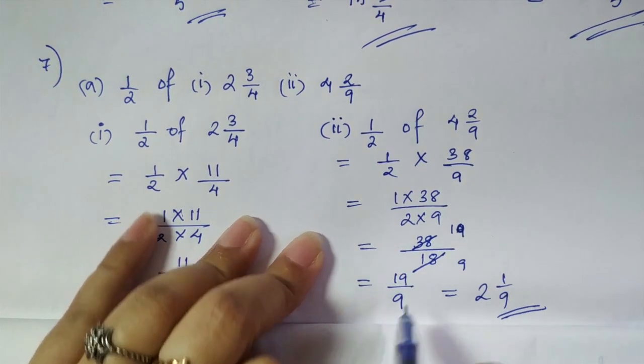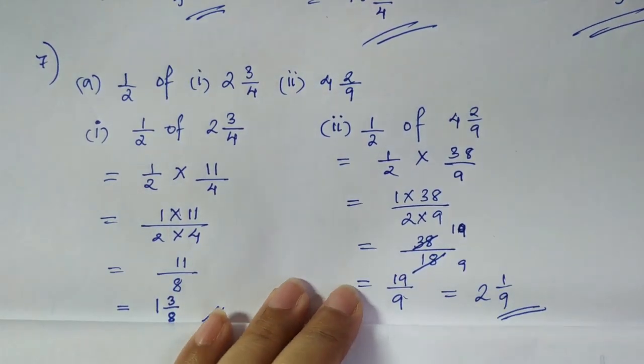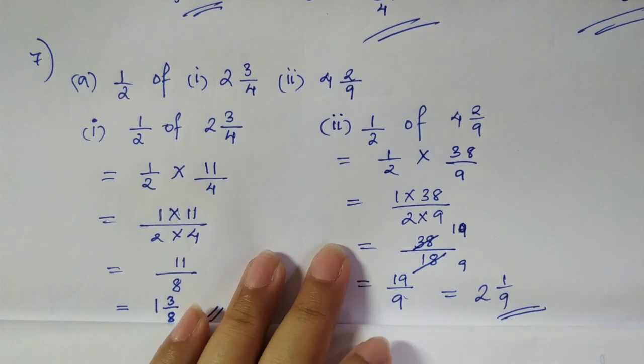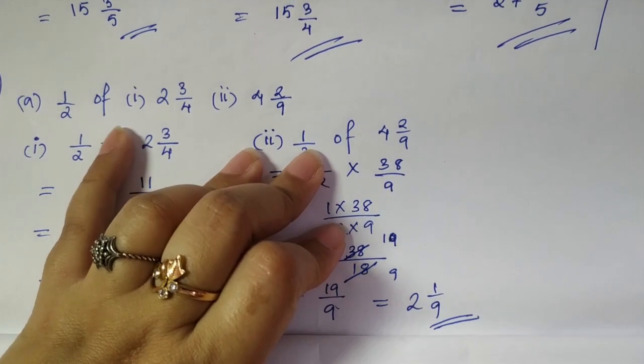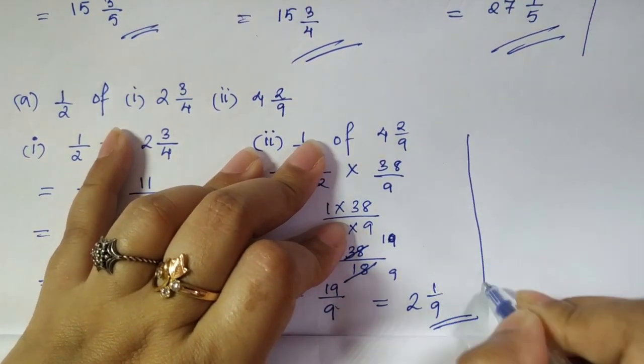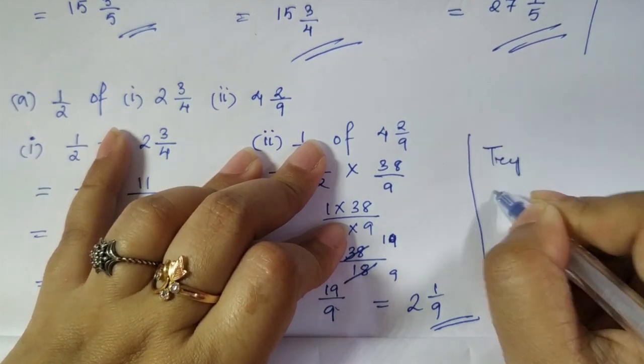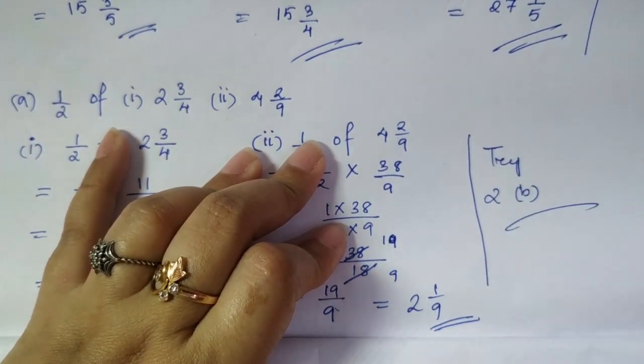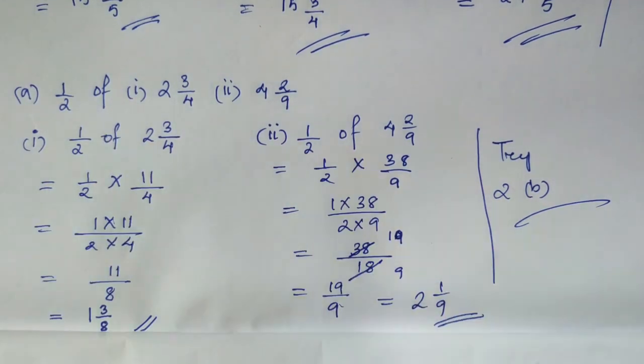See students, you can keep the answer here or here because it's not mentioned. You have to find out the mixed fraction. So now from here, you will all try question number 2B. I want you to try this. Okay, A I have done it for you. You will be doing number B.